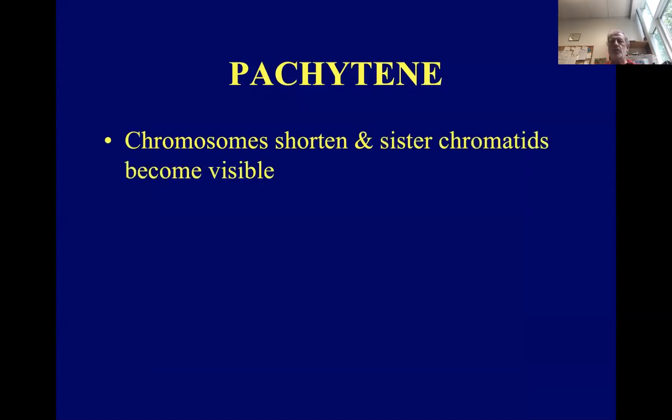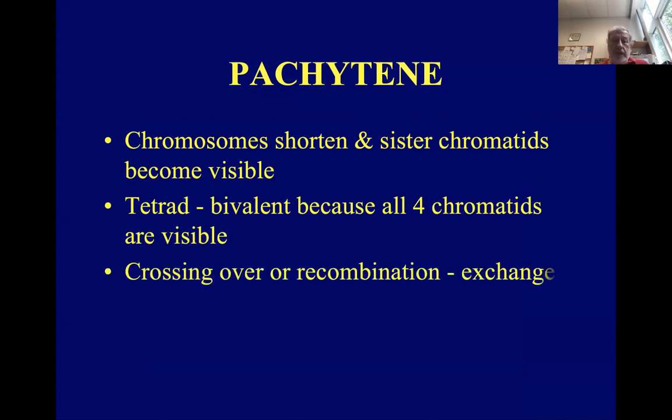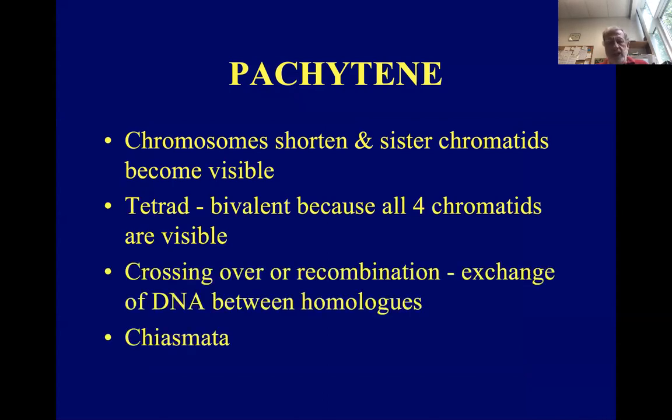Pachytene. Here the chromosomes shorten and thicken even more and become more visible. Since the sister chromatids are visible, and there's 4 of them per bivalent, the bivalents are sometimes referred to as tetrads. And crossing over takes place here. The chiasmata are points of exchange where the homologs break. Chiasma is singular for that word.